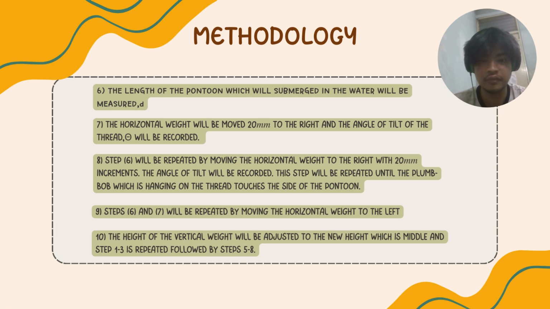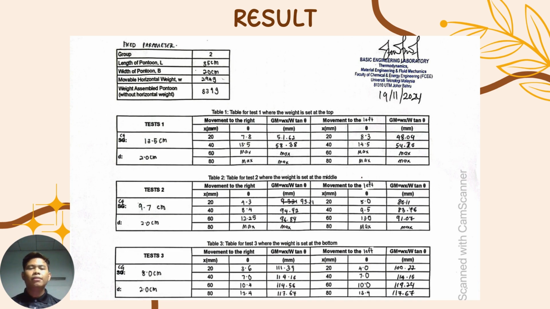And lastly, the height of the vertical weight will be adjusted to the new height, which is middle, and steps 1 until 3 are repeated, followed by step 5 until step 8. Result. This is the result that we got during the experiment in the lab.